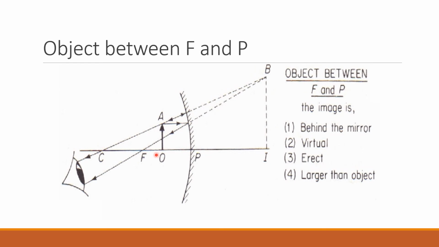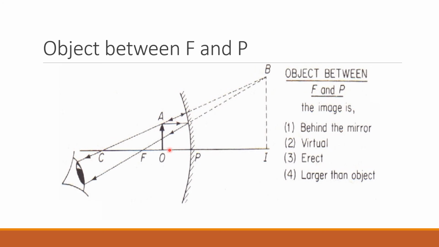Coming to the next one, what happens when we keep our object between the focus F and the pole P? So this is your object OA. Fine. Now let us consider a light which moves parallel to the principal axis. After reflection, it passes through the focus. Fine. Let us consider your second light. This light moves in this direction, and after reflection, it appears to be passing through the center of curvature.